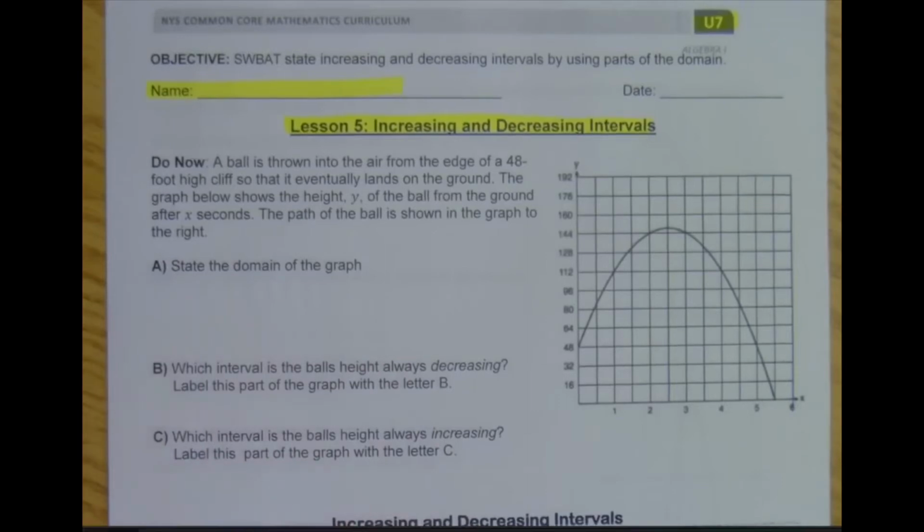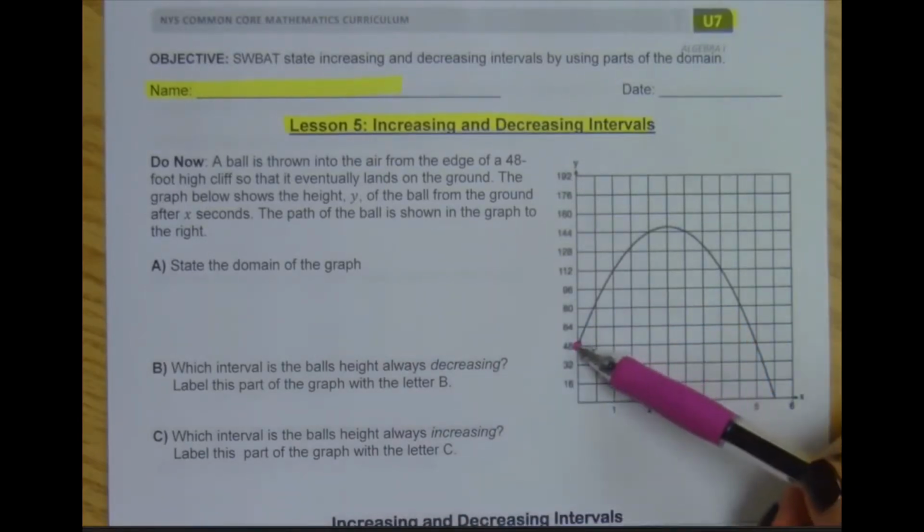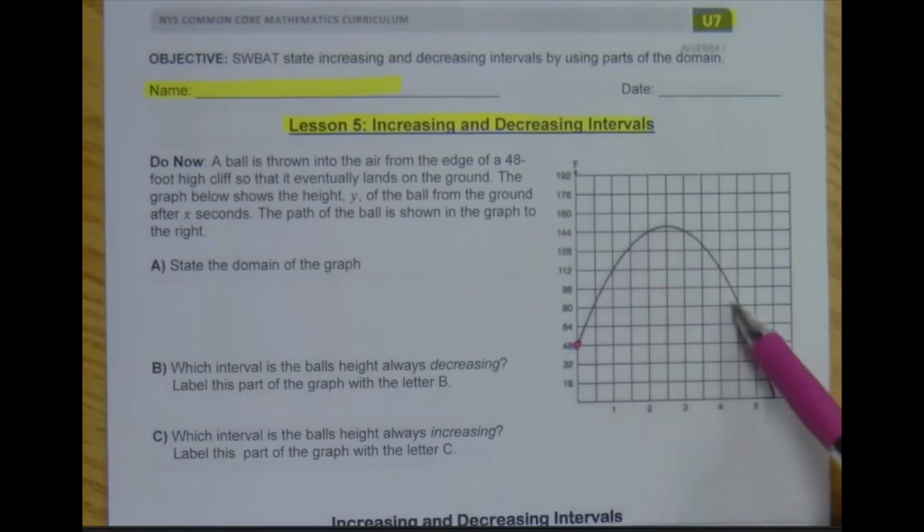So before I get to the questions, I want to really evaluate this graph based on the information they just gave me. If a ball is thrown from a height of 48 feet, well, here's where the ball is, and it's getting launched from 48 feet up into the air, and then it eventually comes back down and lands on the ground here, okay?